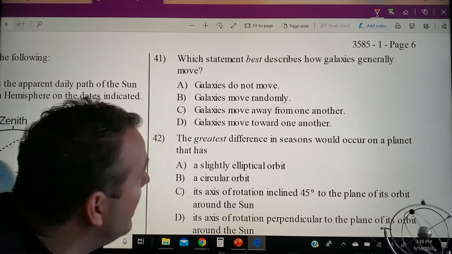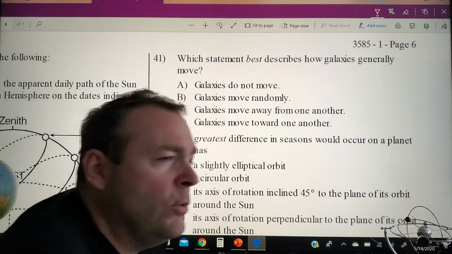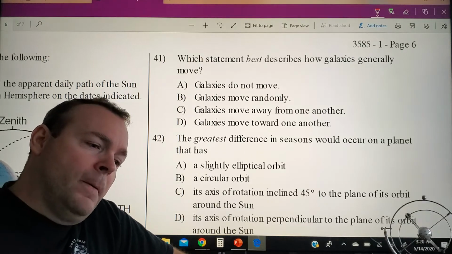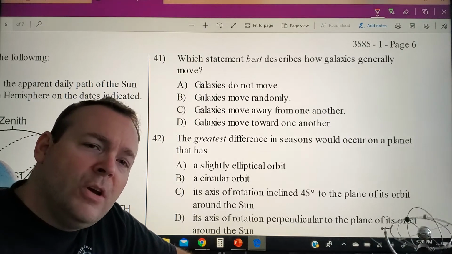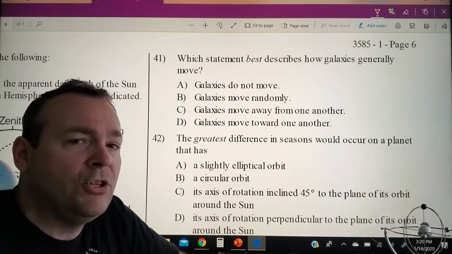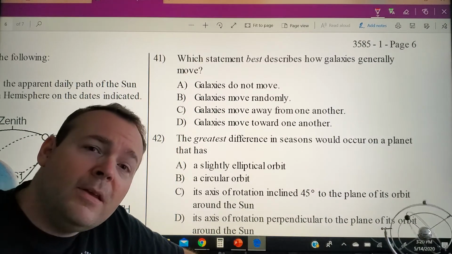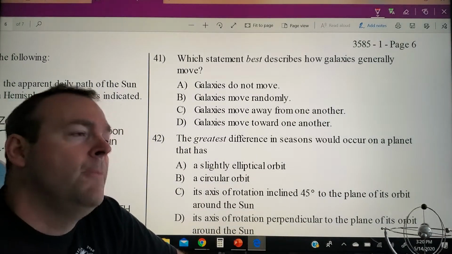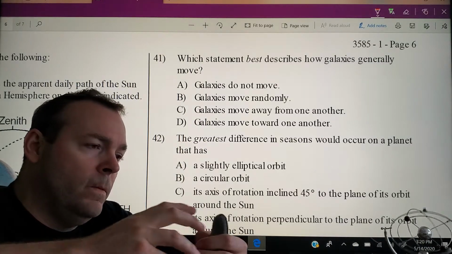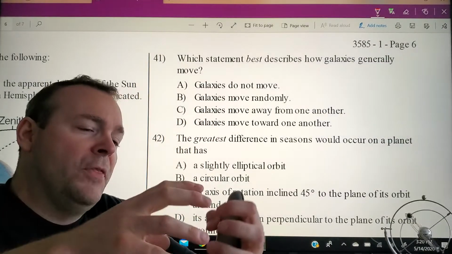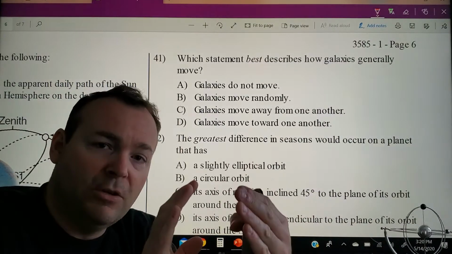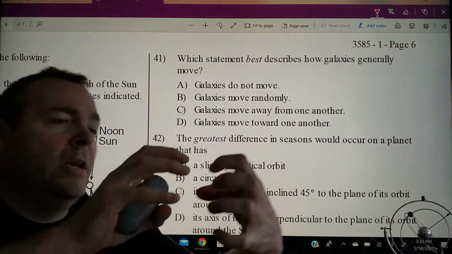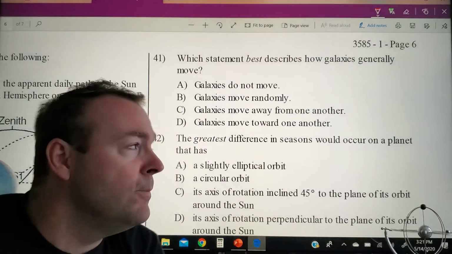Which statement best describes how galaxies generally move? Remember we talked about red shift and that whole Doppler effect where you hear a fire engine coming toward you and all of a sudden it passes you and the pitch of that siren changes, right? And it totally changes. Well, that effect also works with light. And they found that, the whole wavelength scenario, when things are coming toward you, the wavelength decreases, and when they're going away from you, the wavelength increases. Well, the only way to do that is if things are going away from you.